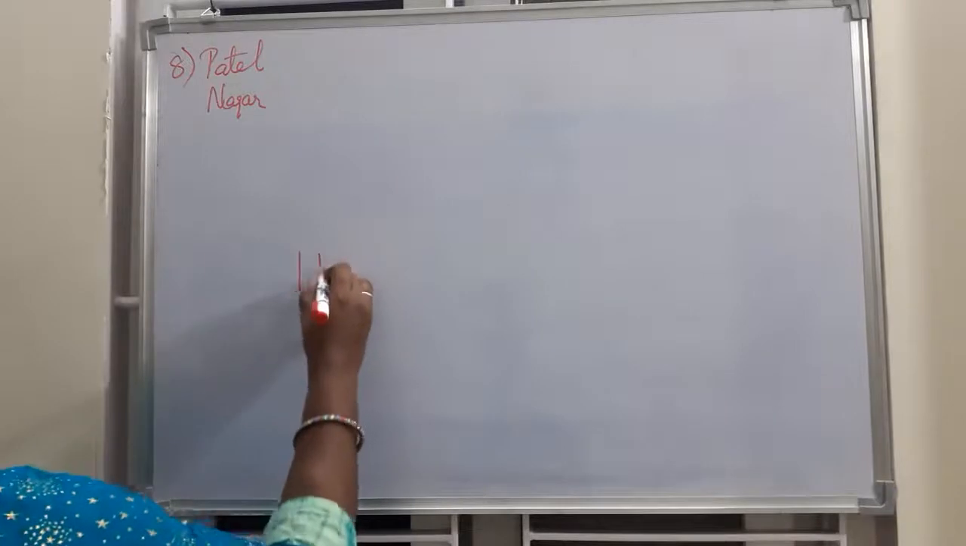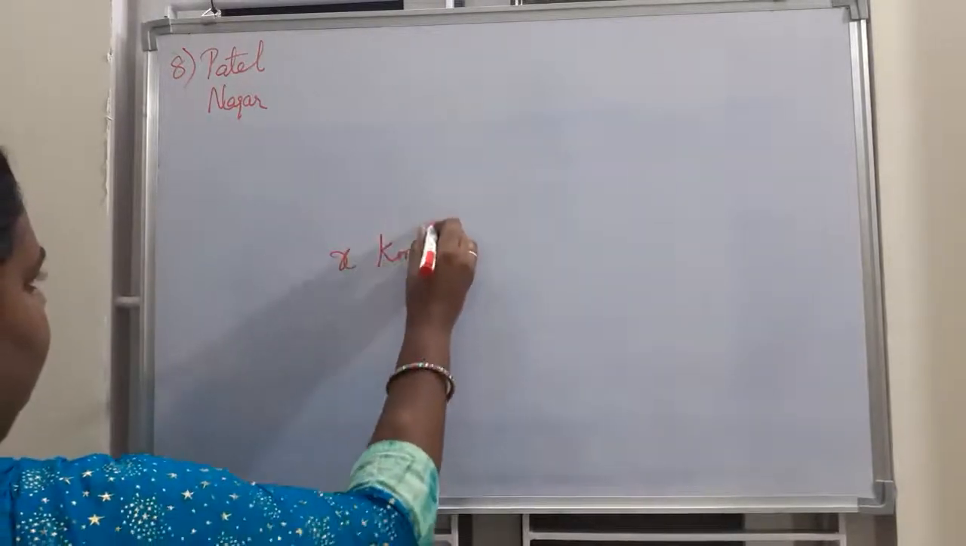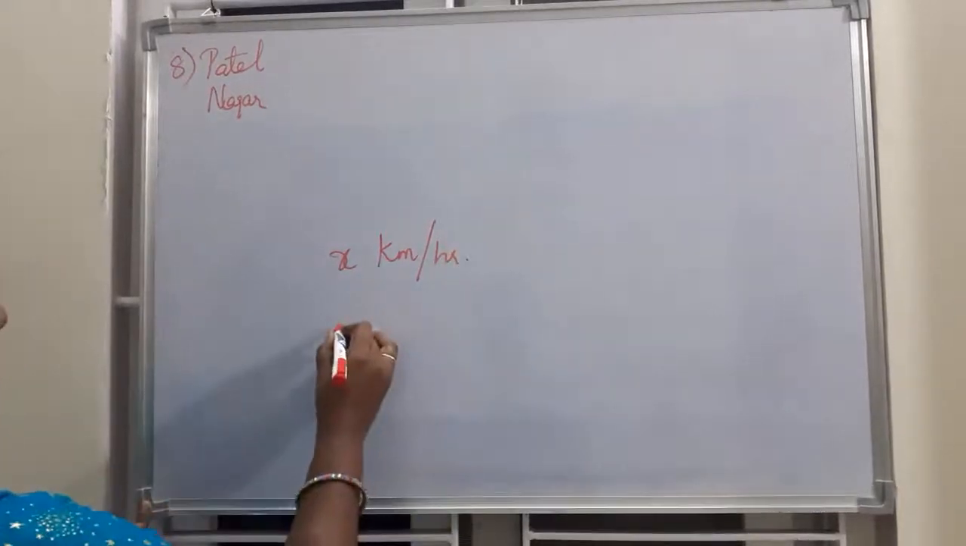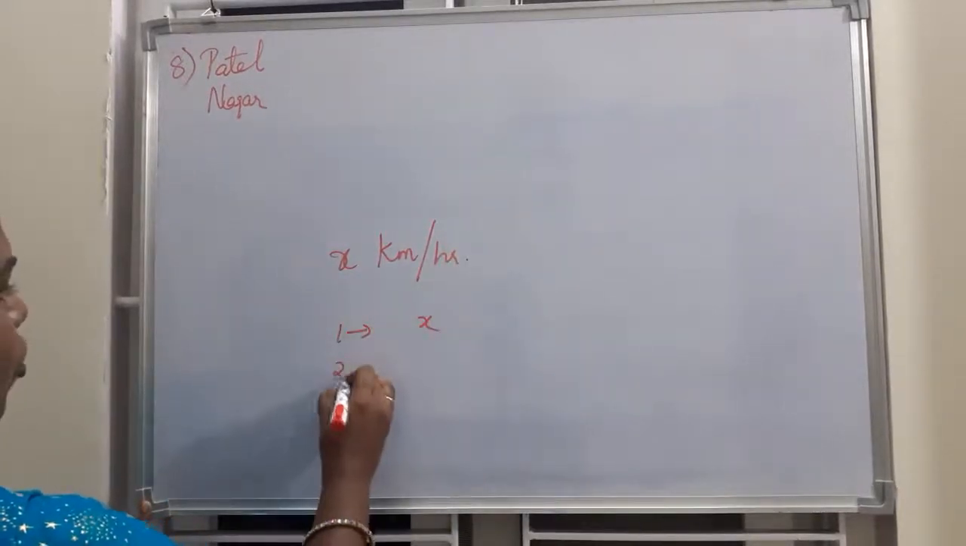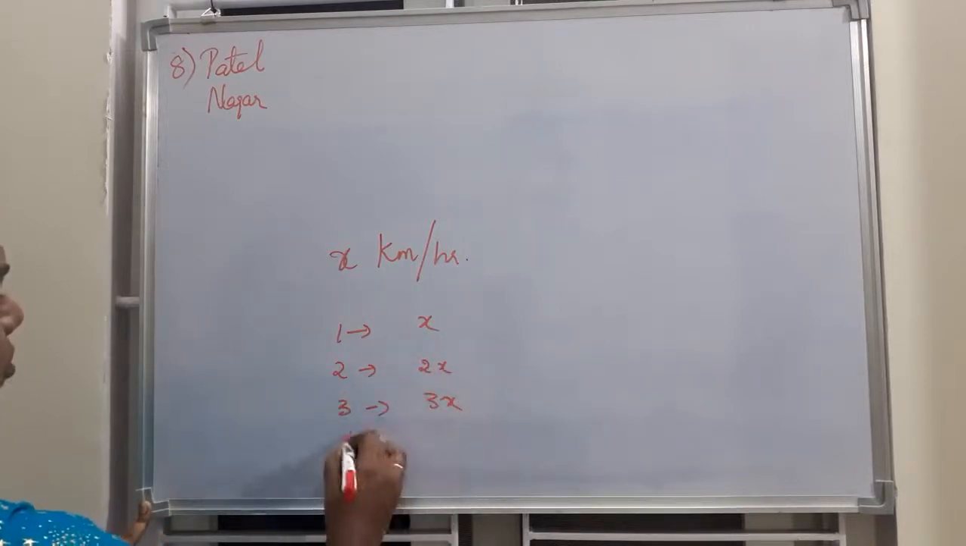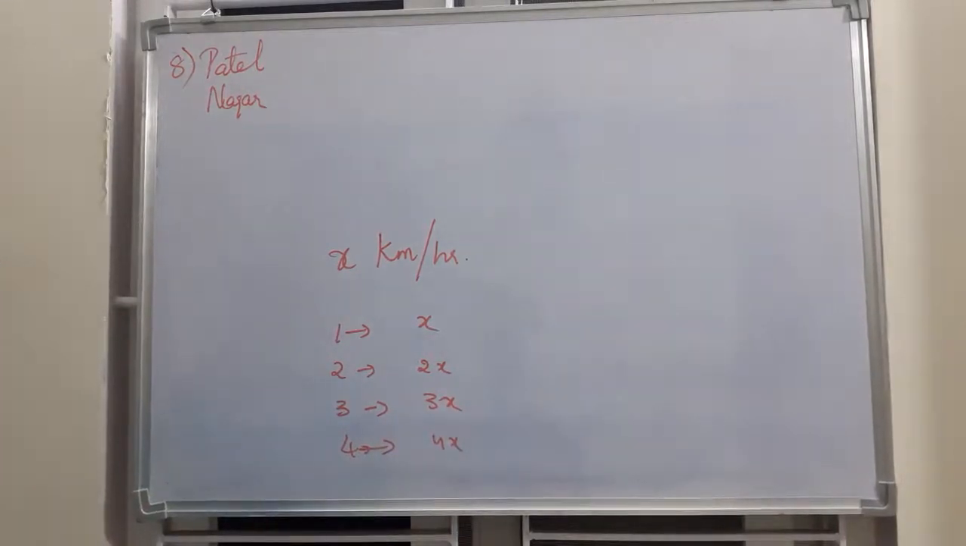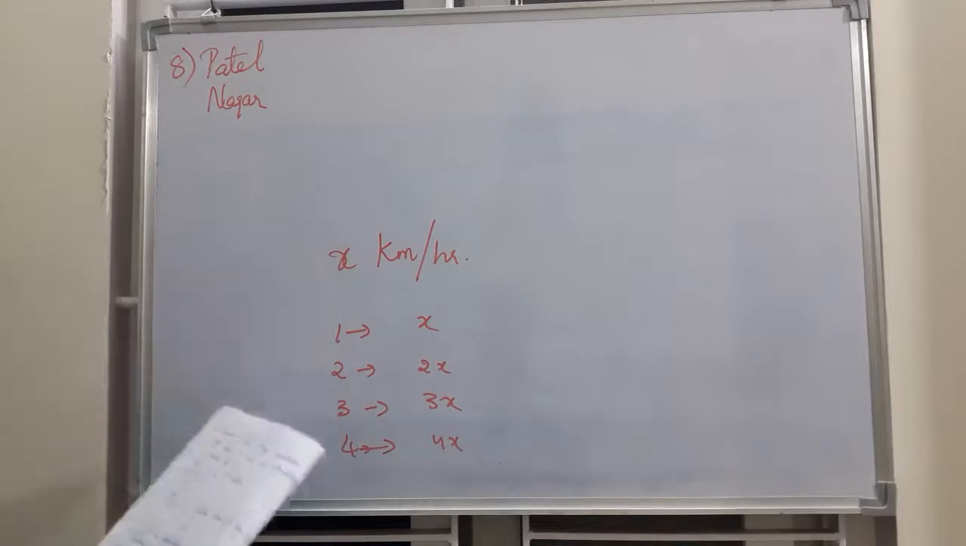Okay, the next question. A car is going from Patel Nagar to Gandhi Nagar at a uniform speed of x kilometers per hour. Means if you go 1 hour, it is x kilometers. If you go 2 hours, it will be 2x kilometers. If you go 3 hours, it will be 3x kilometers. 4 hours means 4x, like that 5 hours, 6 hours, it keeps on increasing, okay? So, coming to the question.